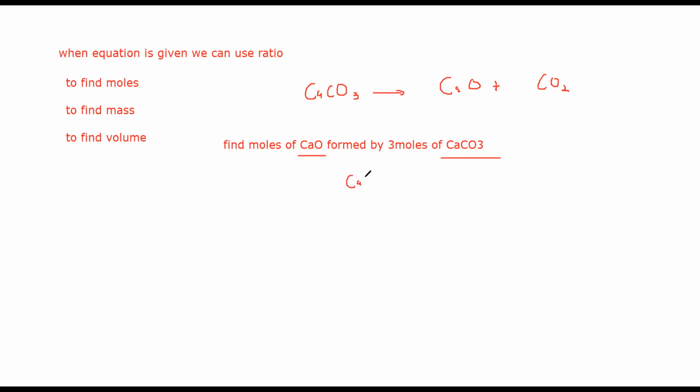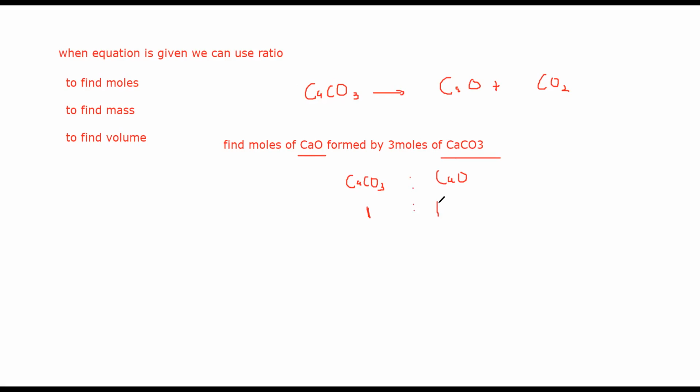So calcium carbonate is there and calcium oxide. Because moles are given, we'll take the mole ratio. What is the mole number? The number which is written before the compound or element in an equation, that's called a mole number. If nothing is written, it means it is 1. How many moles of calcium carbonate are there in the equation? That's 1. How many moles of calcium oxide are there according to the equation? 1. So the ratio of the moles is 1:1.